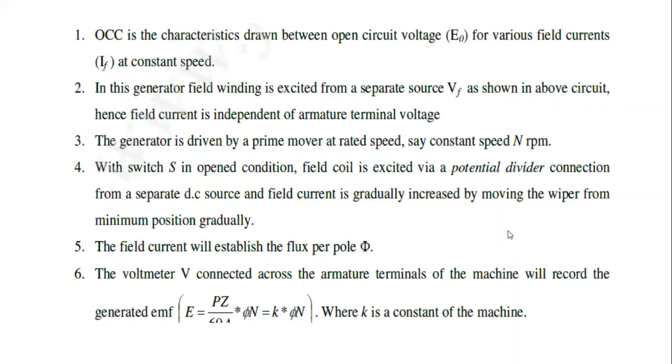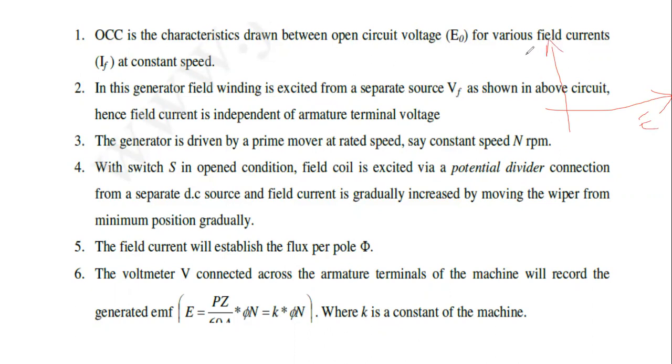First of all, what is the procedure for obtaining the OCC characteristics? OCC is the characteristics drawn between E0 versus IF, where E0 is the open circuit voltage and IF is the field current. The graph is drawn between E0 versus IF. That type of characteristics is called the OCC characteristics. This is the E0, the no load voltage.